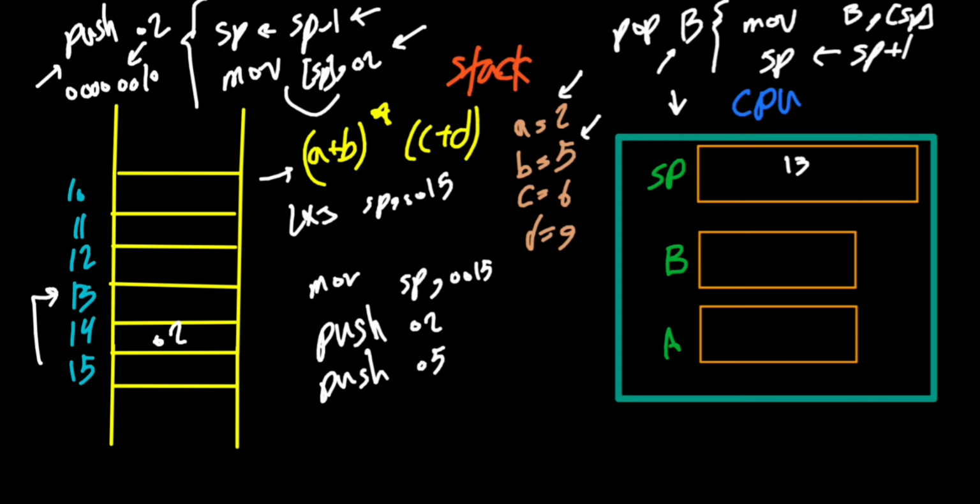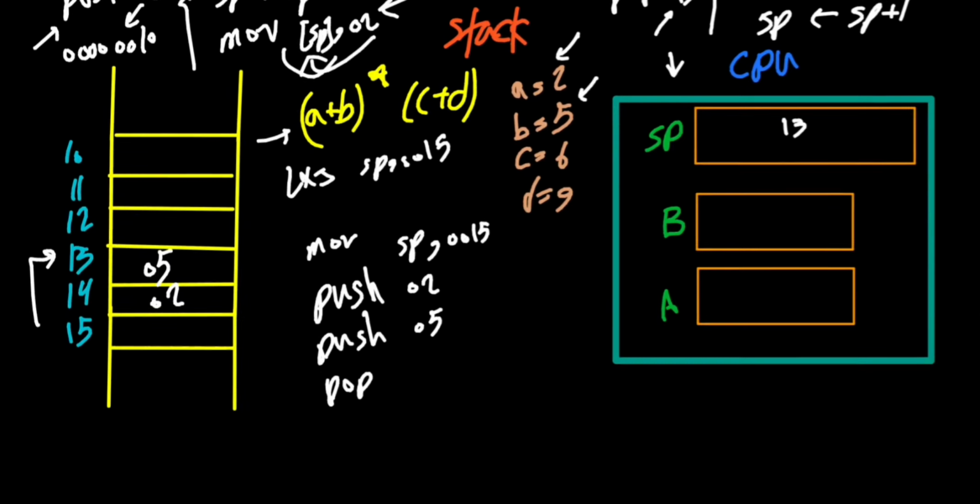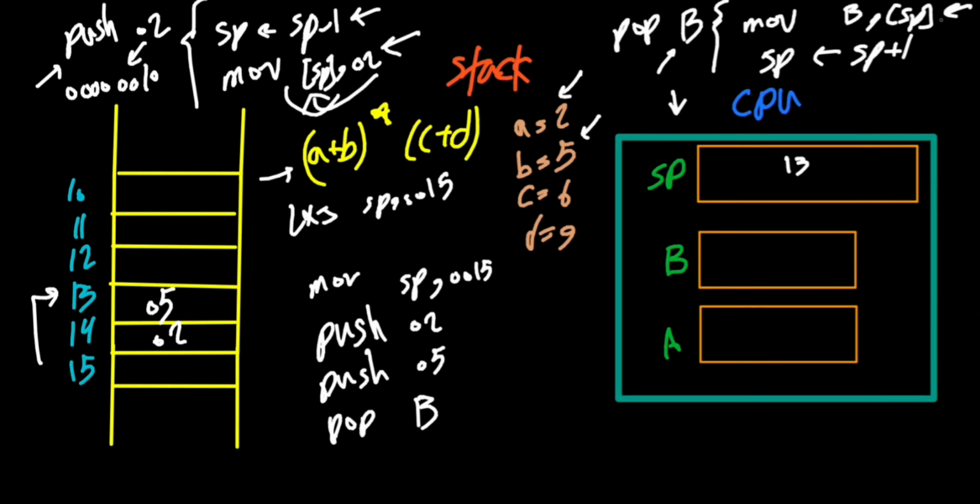Next operation is move whatever the argument is in the location that SP is pointing to. So 05 would be moved to this location that SP is pointing to. After that, we say pop to the B register. Meaning the first operation of pop, move the contents of the memory cell that SP is pointing to to the argument of pop, which is B register. SP is pointing to the memory location 13, so 05 should be moved inside the B register.